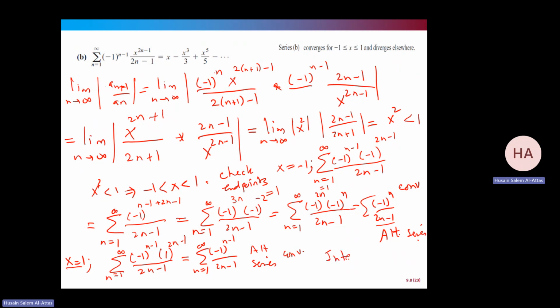So the interval will be, all of them closed, or I say x is greater than or equal to minus 1 and less than or equal to 1. It converges for this interval, diverges elsewhere.